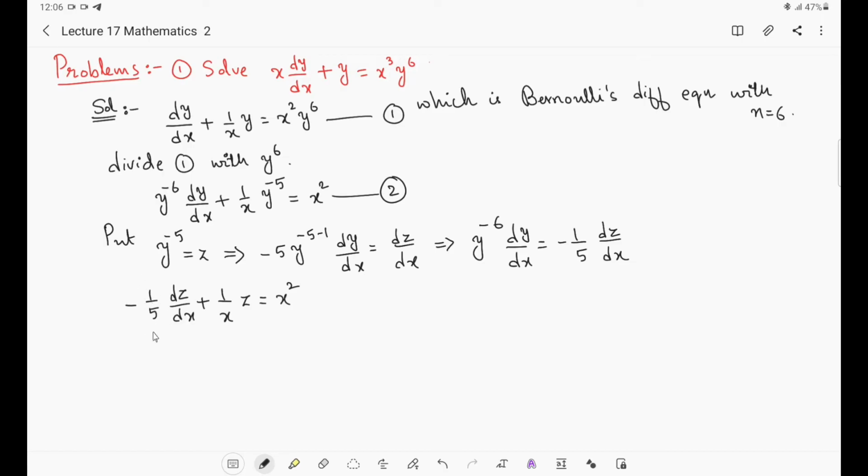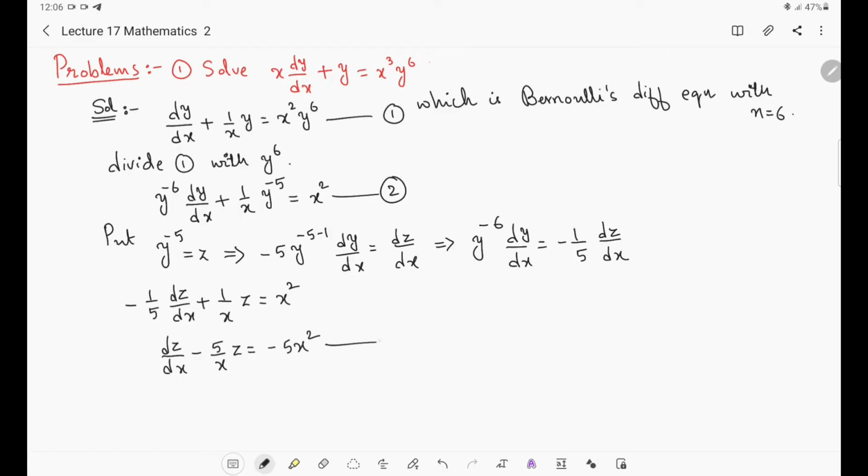So I'll multiply this whole equation with minus 5. Then what will happen? This minus 5 will remove minus 1 by 5, and we get dz by dx minus 5 by x into z equals to minus 5 x square.